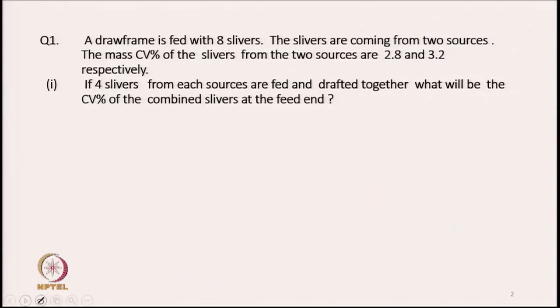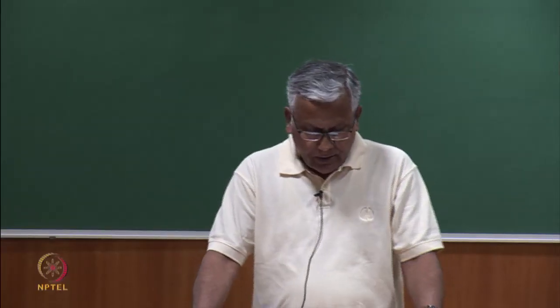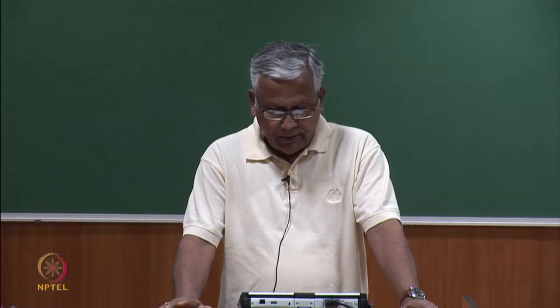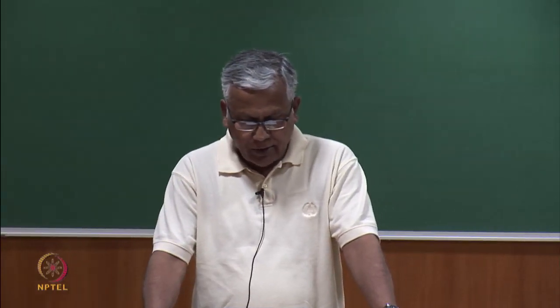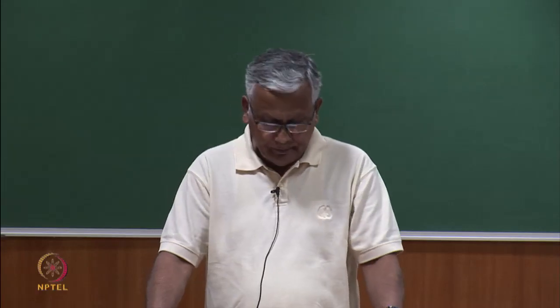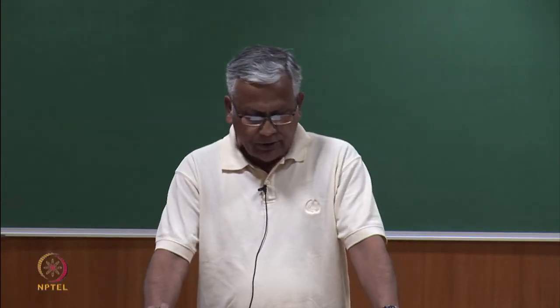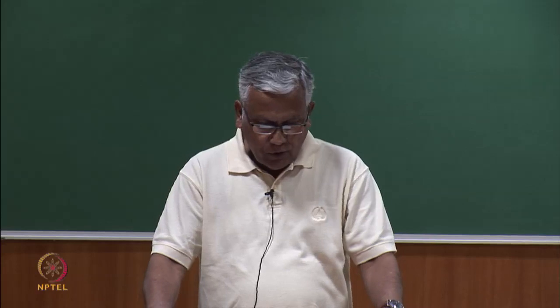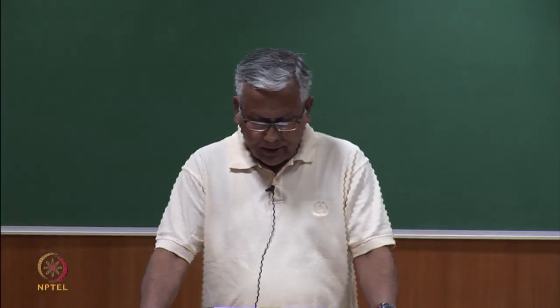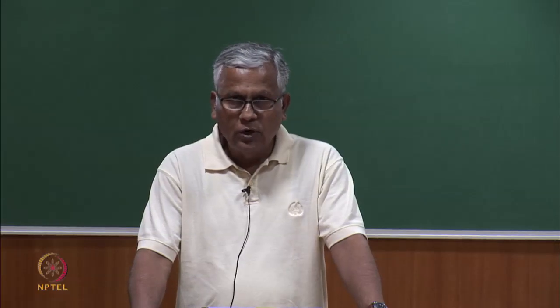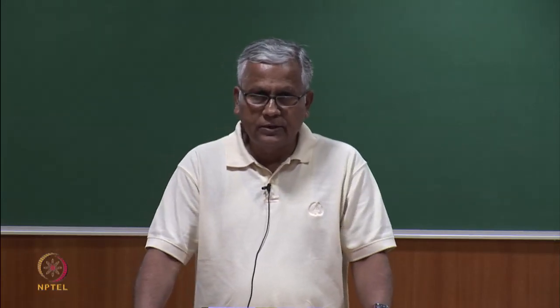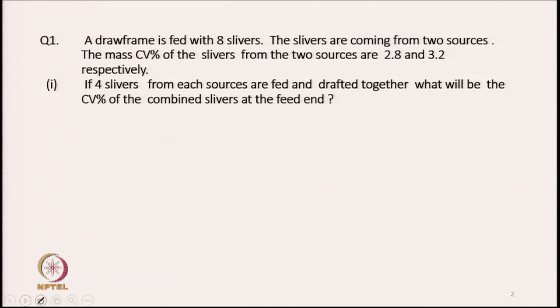The slivers are coming from 2 sources. This is what is important. The mass CV of the slivers from the 2 sources are 2.8 and 3.2 respectively. Now, the question is: if 4 slivers from each source are fed and drafted together, what will be the CV percentage of the combined slivers at the feed end?